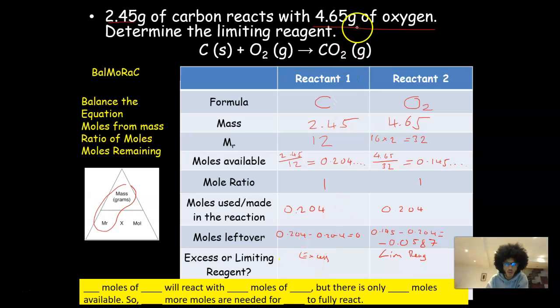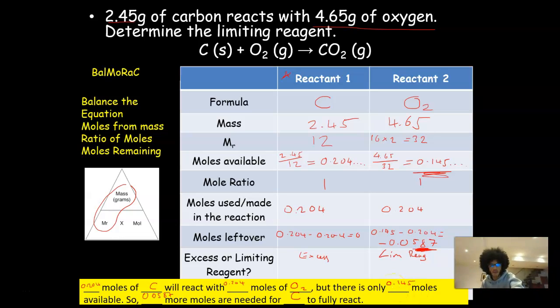Now to put it as a sentence, really similar to what I've written before. So I would say, again, from the point of view of carbon, 0.204 moles of carbon will react with 0.204 moles of oxygen, but there is only this much, 0.145 moles available. And just to top off the sentence, 0.0587 more moles are needed for the carbon to fully react, and that's this number I've used here in order to do that. So it's a bit trickier.